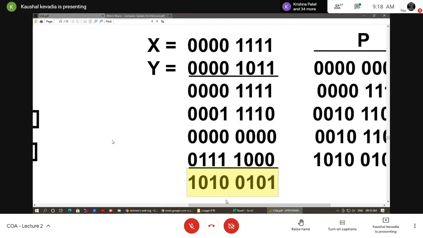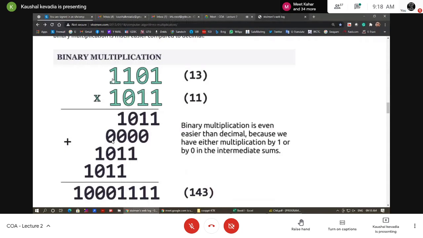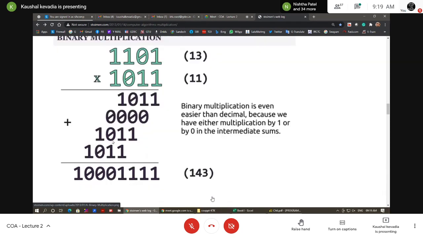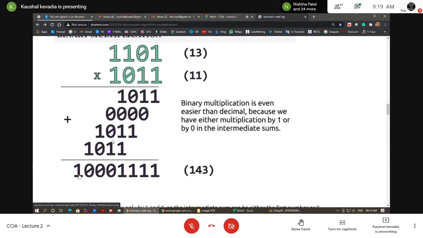Okay, so in the same way on this web page also, if you see 1101 multiplied by 1011, that is 13 multiplied by 11, so finally we will receive the multiplication in 8 bits. Okay, 13 multiplied by 11 is 143. If you do the conversion of this number, it is 143.